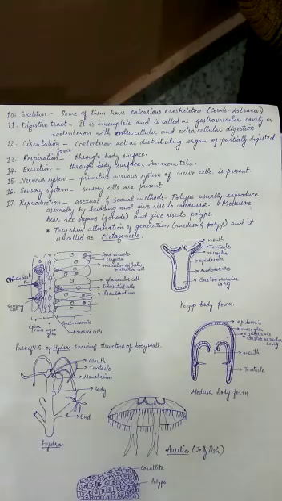Polyps usually reproduce asexually by budding and give rise to medusa, and medusa bear sex organs called gonads, and they give rise to polyps by sexual reproduction. So therefore they show alternation of generation, medusa followed by polyp, and polyp followed by medusa, by sexual and then by asexual reproduction, and this is called metagenesis.